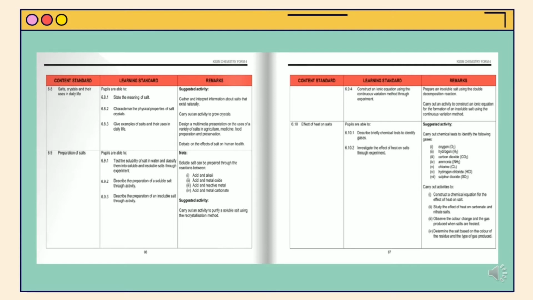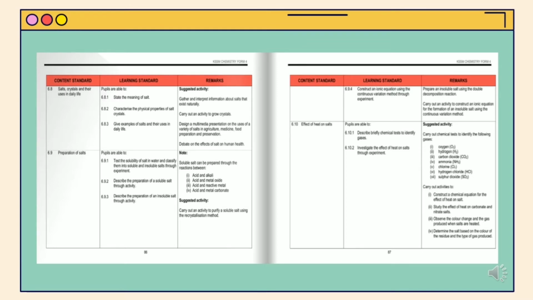Test the solubility of salt in water and classify them into soluble and insoluble salts through experiment. Describe the preparation of a soluble salt through activity. And also the same for the third one, describe the preparation of an insoluble salt through activity. Construct an ionic equation using the continuous variation method through experiment.